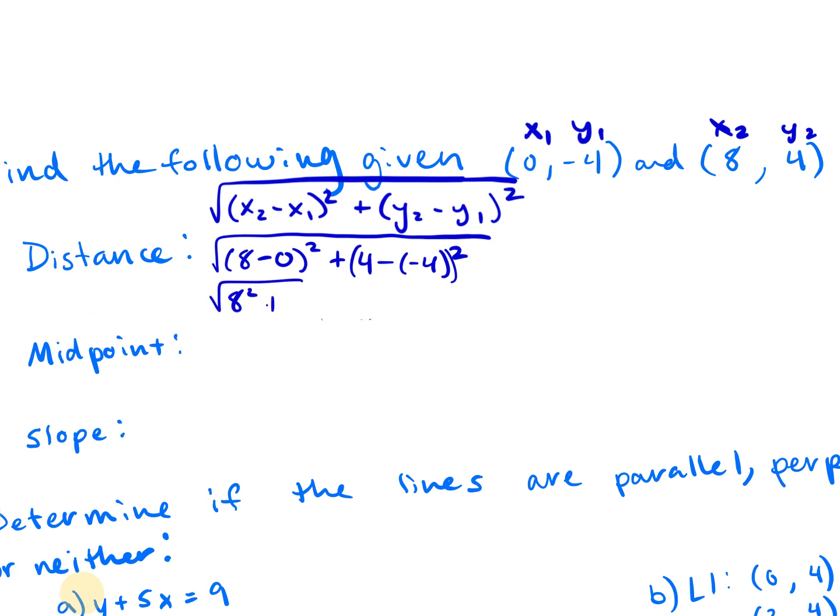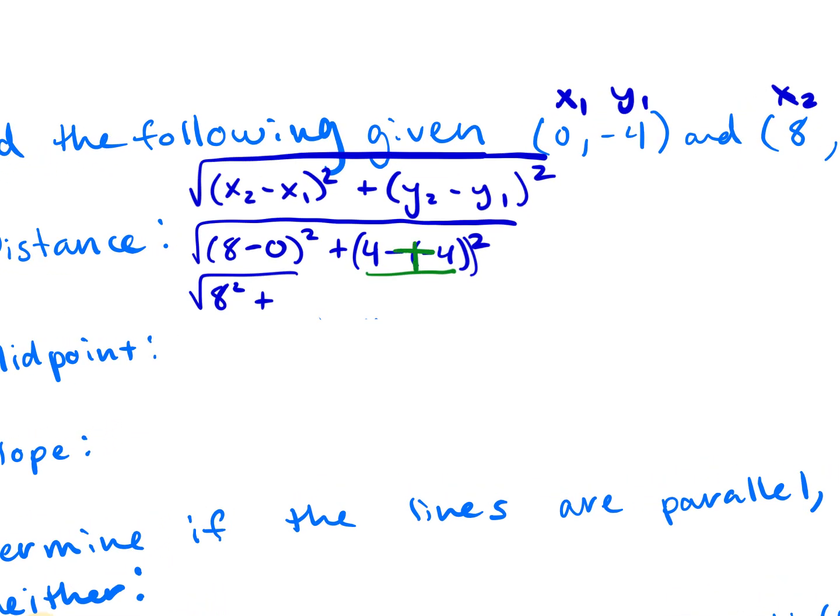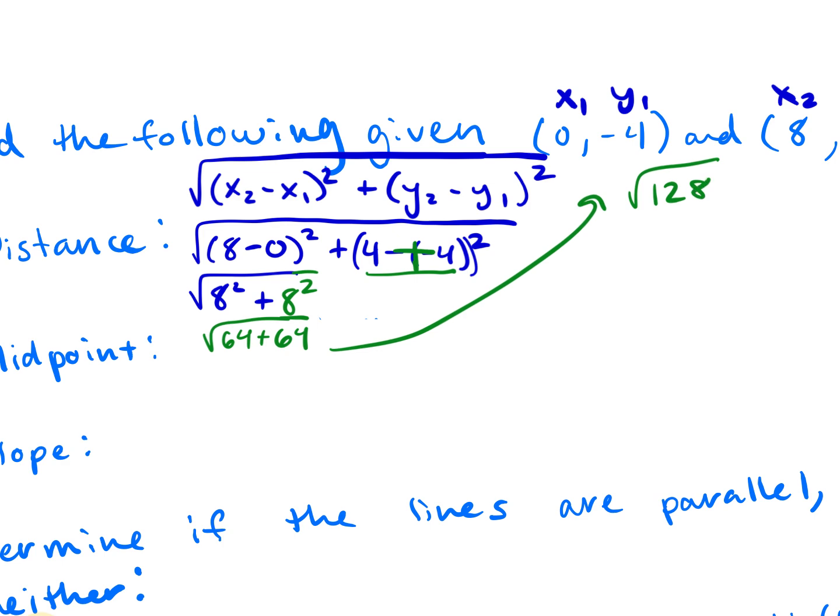So we get 8 squared plus, what's 4 minus negative 4? Emma, what's 4 minus negative 4? Eight. This turns into a plus, so 4 plus 4 would be 8. So 8 squared. So we get the square root of 64 plus 64, which would be the square root of 128.